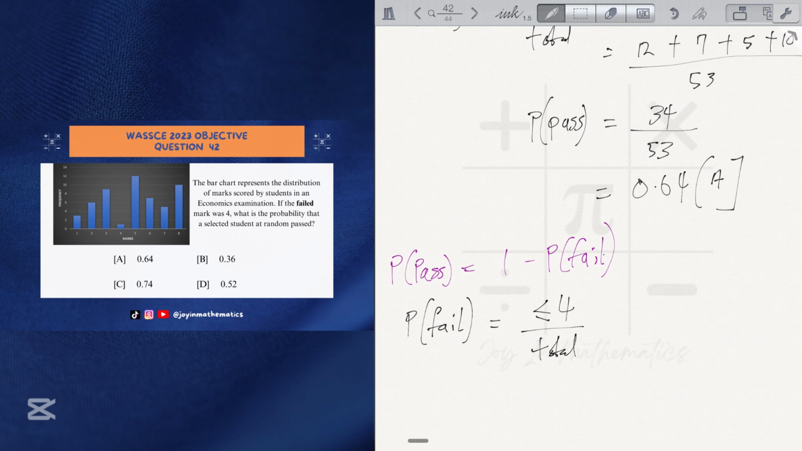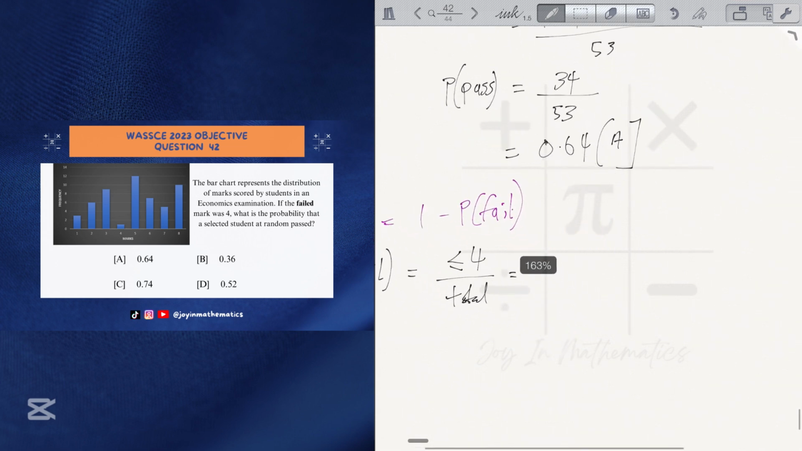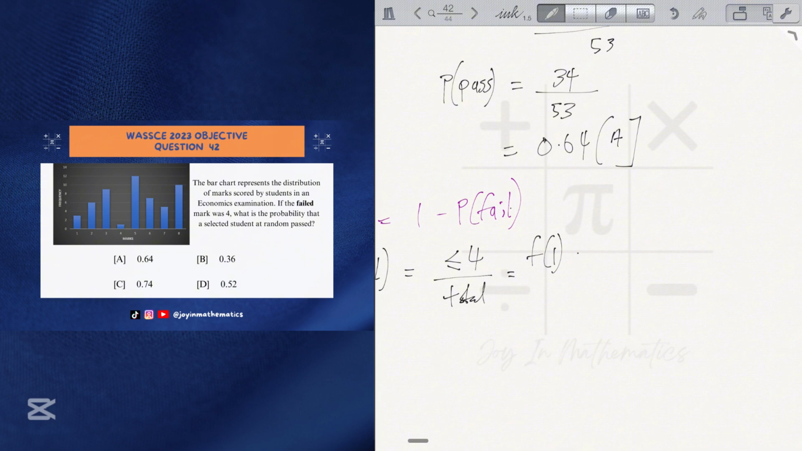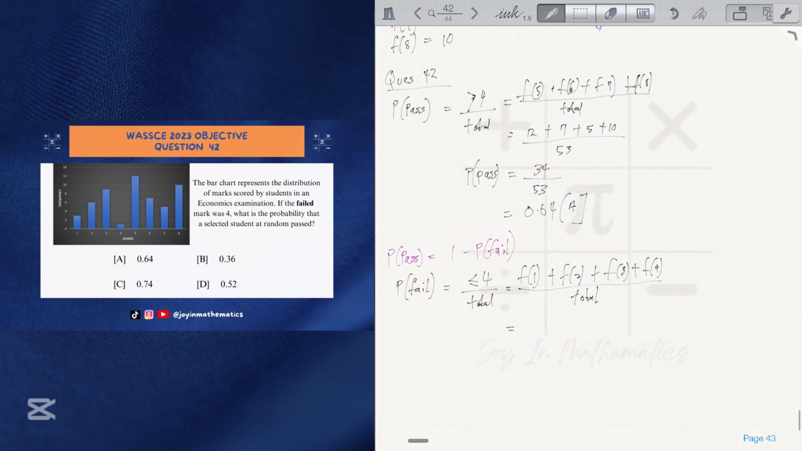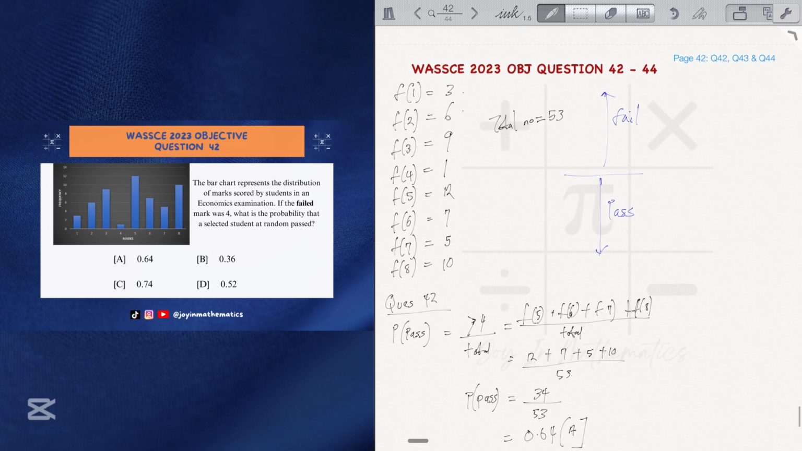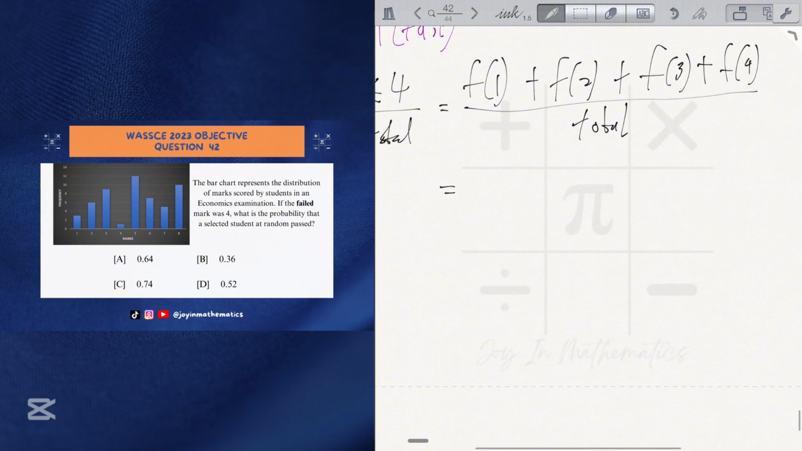So we are saying the probability of 1 down to 4: the frequency of 1 plus the frequency of 2 plus the frequency of 3 plus the frequency of 4, everything divided by the total. The frequencies of 1 down to 4 are 3, 6, 9, 1. So let's implement that: 3 plus 6 plus 9 plus 1, divided by the total, which is 53. This is equivalent to 19 over 53.